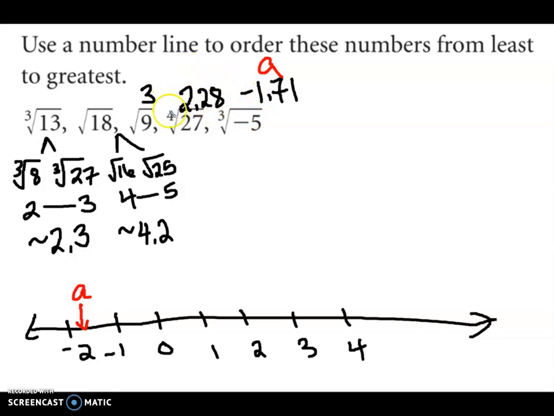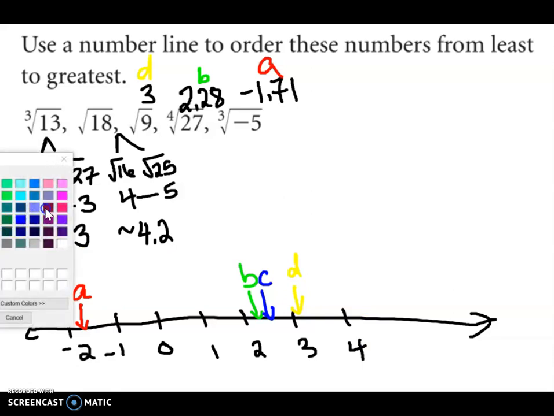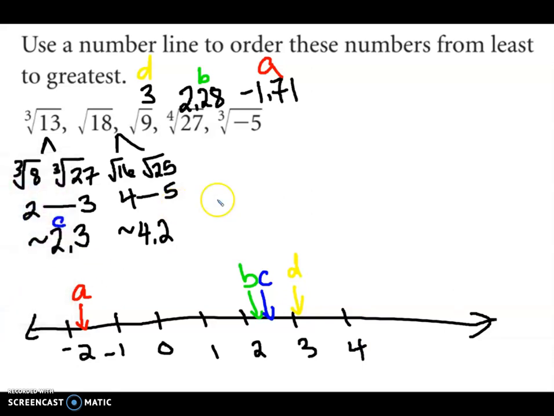Then I can place the 2.28, maybe I'll call it B. And then 2.3 would be next. So I'll call this one C. And then let's go, sorry, this one's going to be in yellow, so a little harder. D is 3. And then last but not least, I'll just get a different color here, purple. So we'll call this E 4.2.